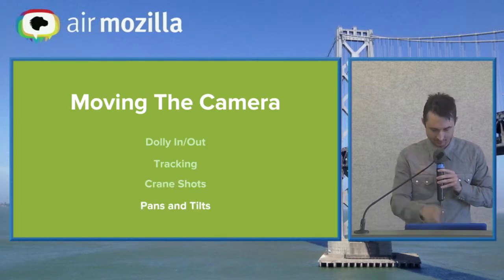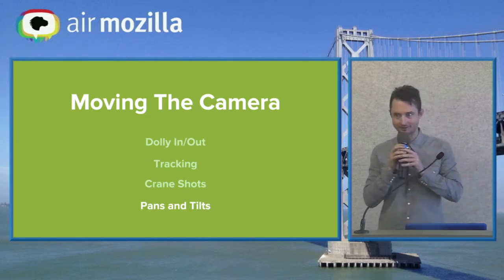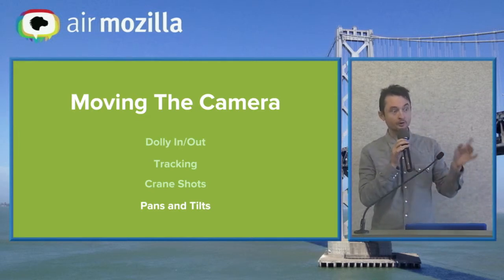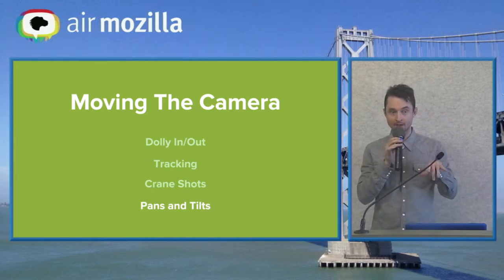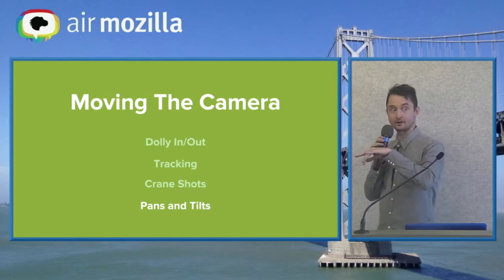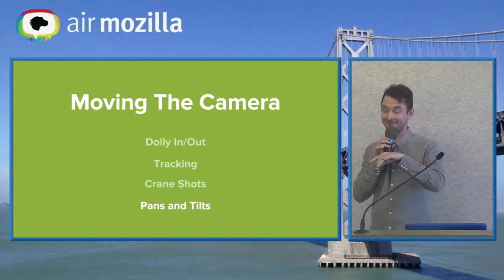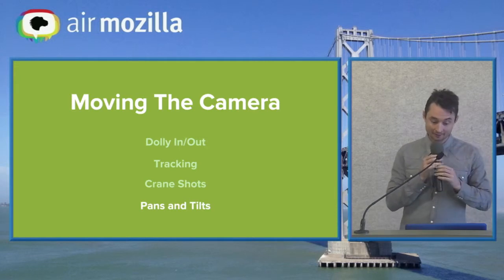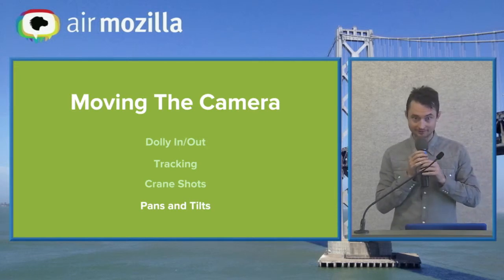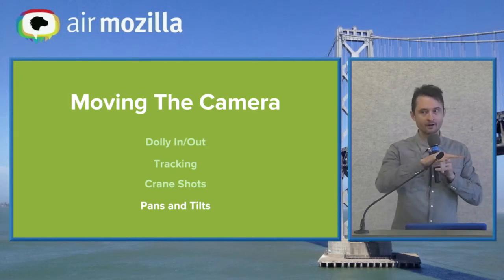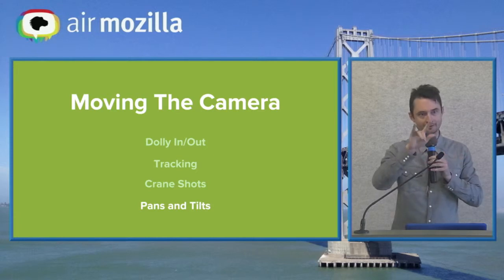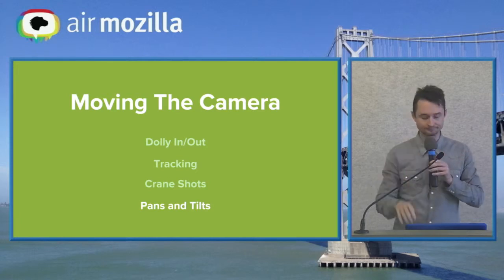Right, pans and tilts. All right, here's where we start to get in trouble. The forced rotation on the viewer. If you're telling the viewer to look one way and their head's trying to go the other way, that's not so good. So, what can we do to ease this? Well, first of all, you can make it very slow. You want to make these forced pans and tilts gradual.